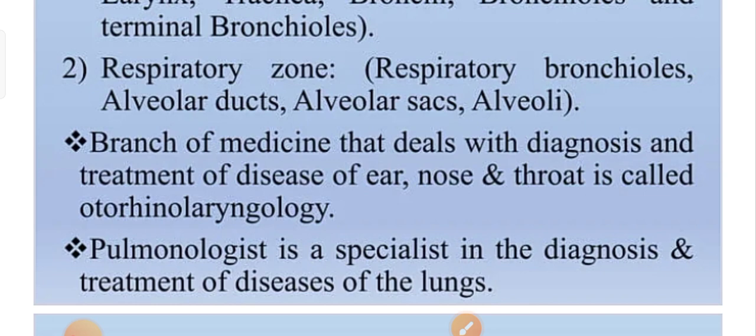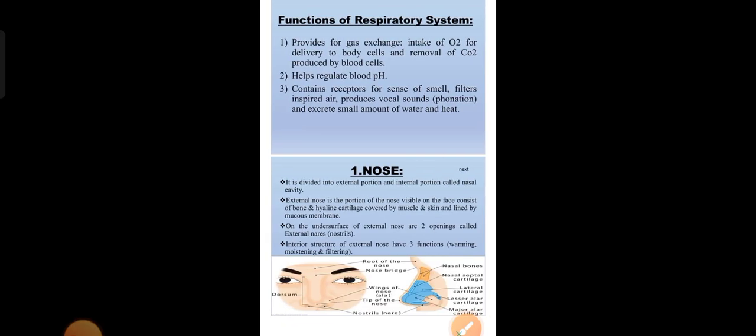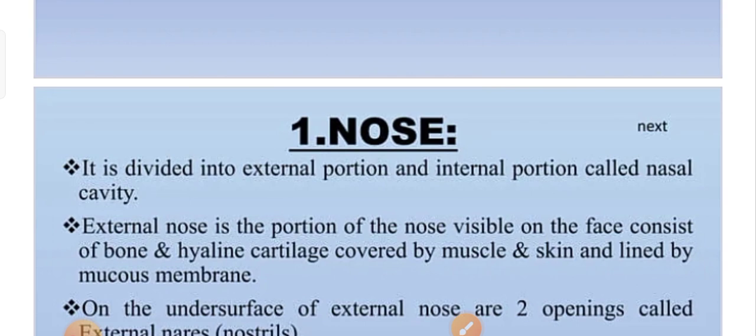Next, a pulmonologist is a specialist in the diagnosis and treatment of diseases of the lungs. If any word comes with "gist" at the end, we call it a specialist, someone who has specialization in the diagnosis and treatment of diseases of the lungs. Mainly, you have to remember the respiratory system according to function and according to structure. Structure has two types, and function has two ways.